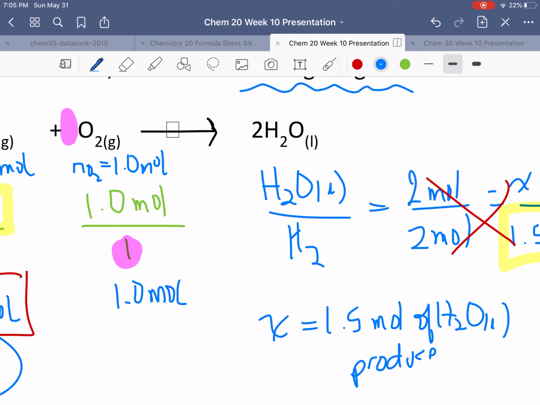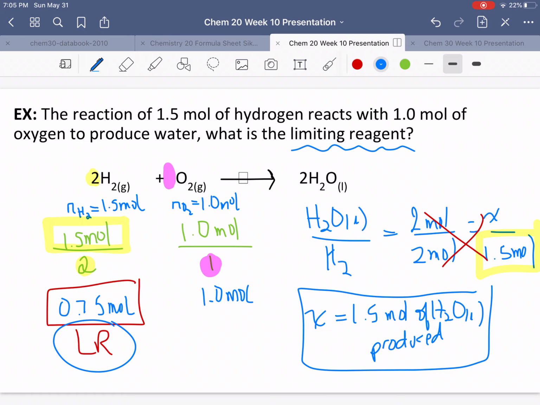So even though you were given amounts for both reactants, we don't use the amount given of the oxygen. Why? Because there's more than we need. There is an excess amount. It is the hydrogen that runs out first, so that is the one that is going to dictate the amount of product we actually end up with.